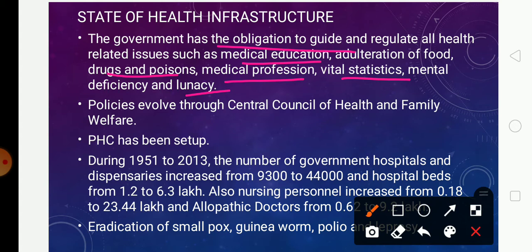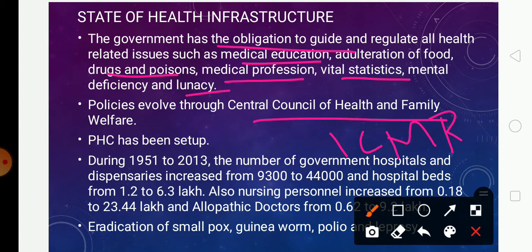Policy evolved through the Central Council of Health and Family Welfare. In our country we have a separate council for the health department under the ICMR, that is the Indian Council of Medical Research, which has been set up to take care of health infrastructure in our country, to run the medical colleges, and to have paramedicals and nursing colleges.